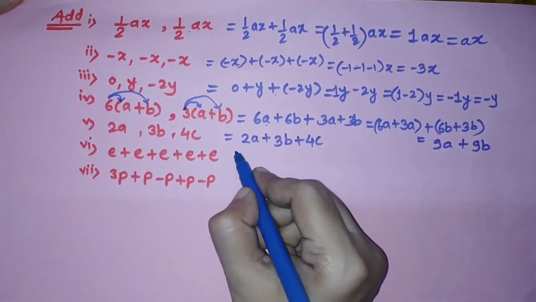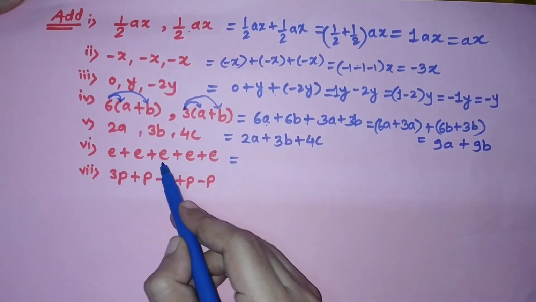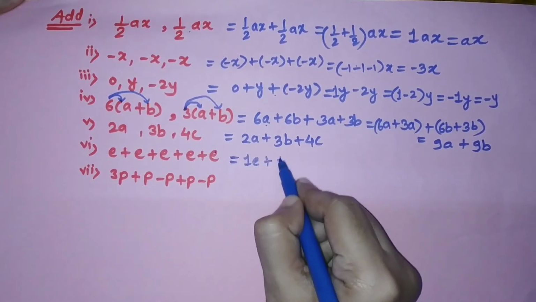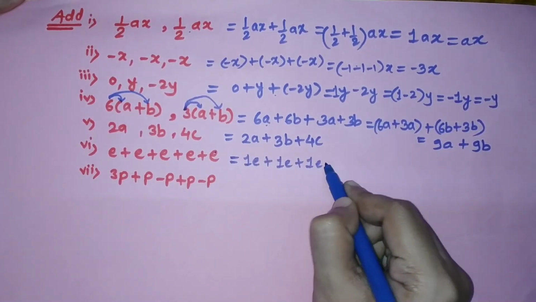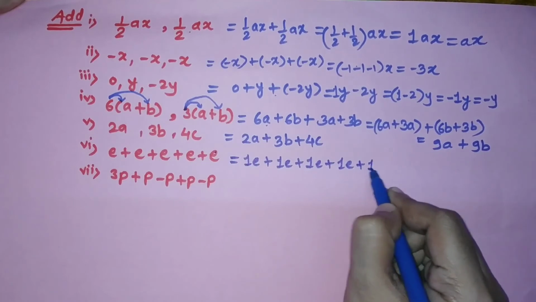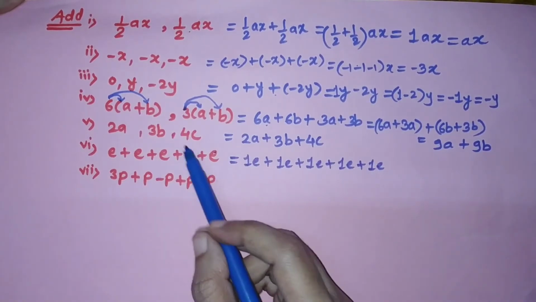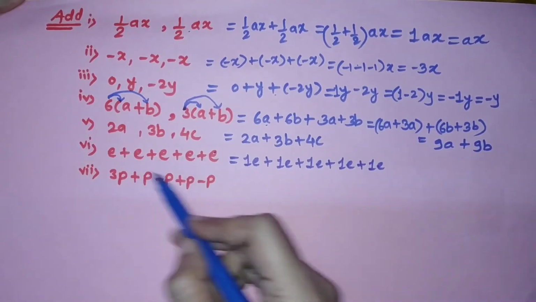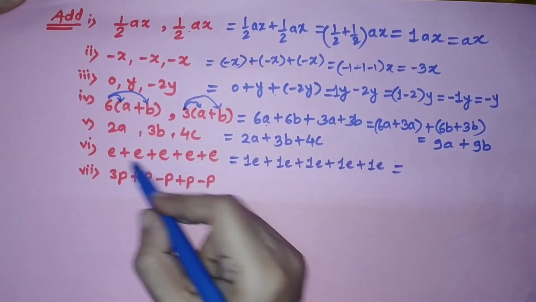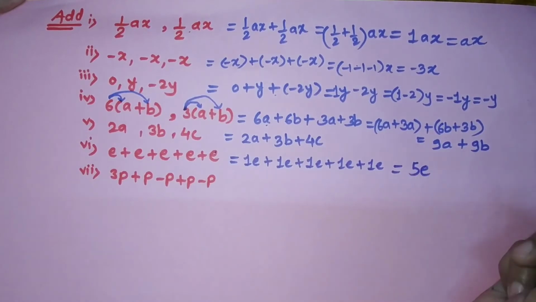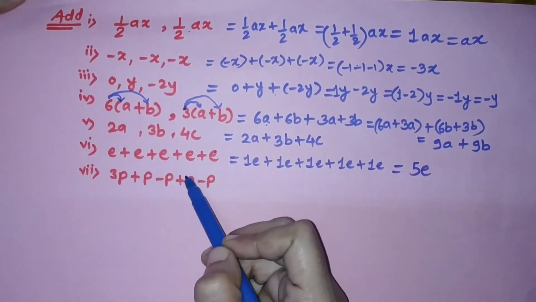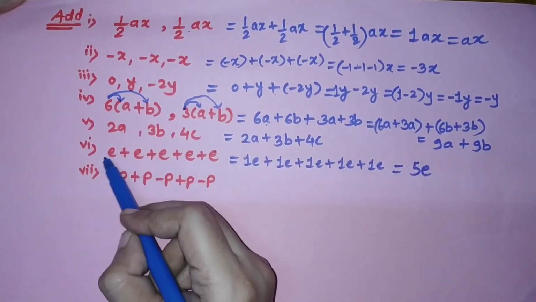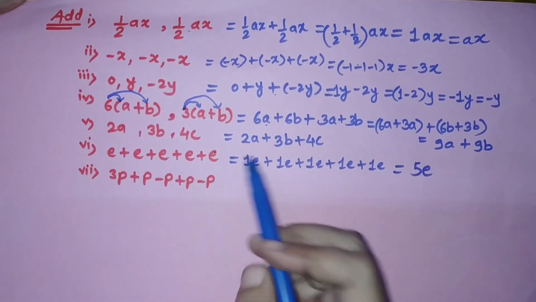Leave it like this. Now e plus e plus e plus e plus e. Actually, e is having a coefficient of 1. 1e plus another 1e plus one more 1e. When you have such a question, by default the numerical coefficient is 1. All are like terms, and the total is 5. You can get 5e here. Why 5e? Because they are all like terms, so you can add them, and 1 is by default their numerical coefficient.